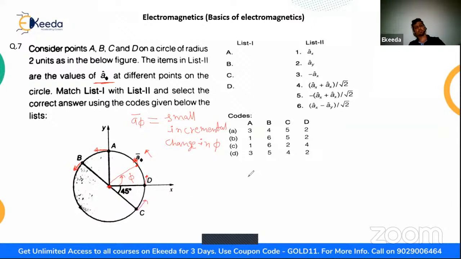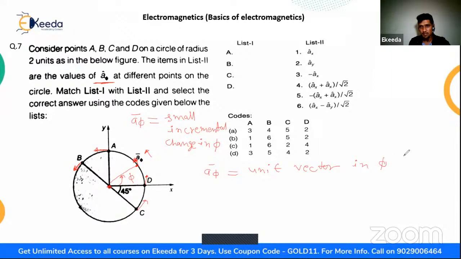Now you just have to break up this vector into two different vectors, x and y only. This question has now become very simple. For point A, you have to just break up in x and y direction. This is x direction and this is y direction. It is already in x direction and there is no component of this. A phi is basically a unit vector in phi direction.